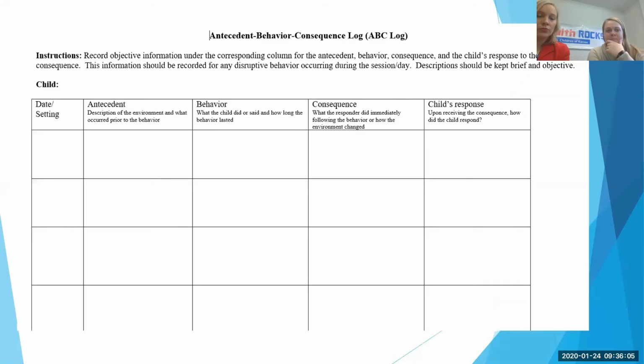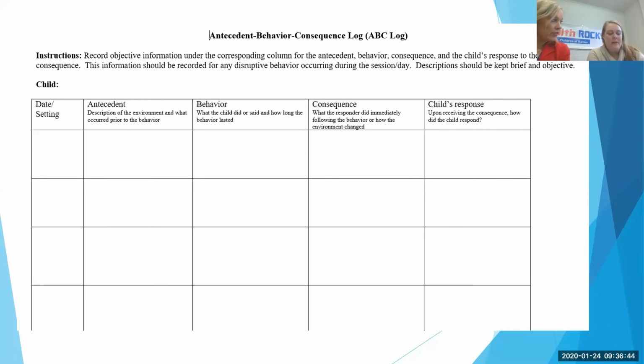And then this is another way to track behavior, to determine what is the antecedent, what happens right before the behavior happens, what's the behavior, and then what's the consequence. So what happens as a response, and what's the child's response to that. This can be done in that same 30-minute period, or every time the behavior happens, you say what happened right before, what happened right after, and what was the child's response. This can help you identify the antecedent and the consequence, to help you understand the function of this child's behavior.